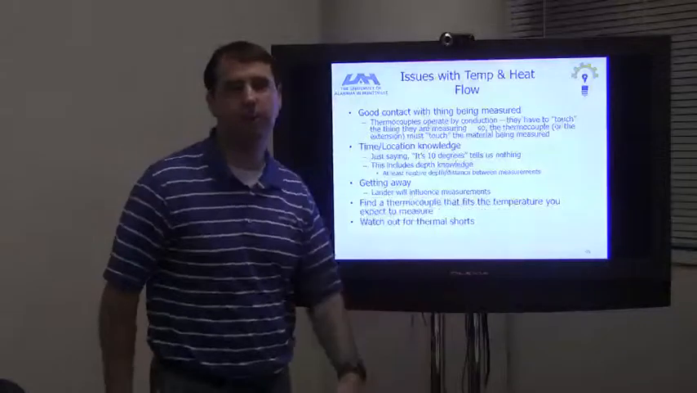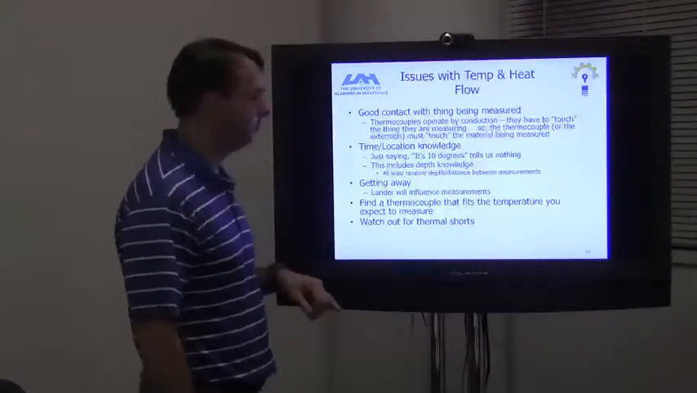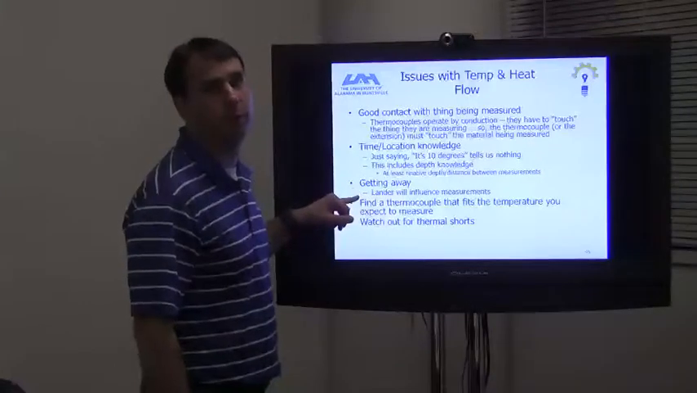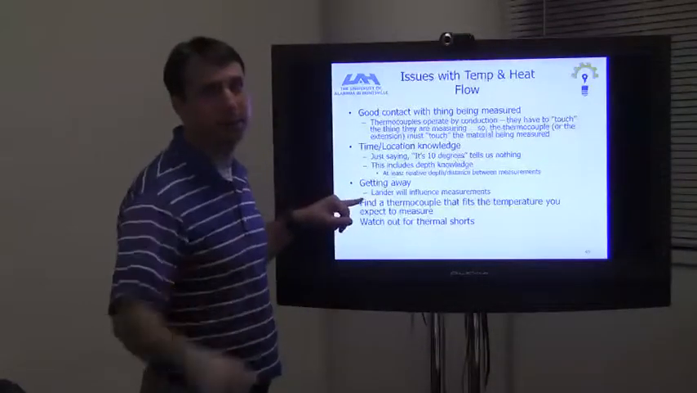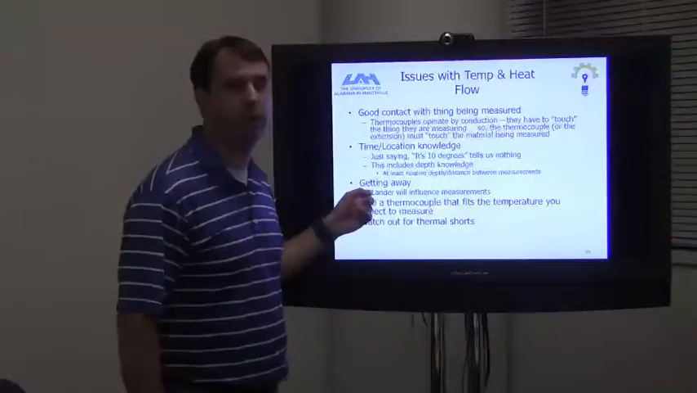The lander will influence measurements. The lander and the balloon will also influence measurements, and the orbiter will influence measurements. So you want to get away from the different elements. We're going to make you get away anyway, but you want to be far enough away that these won't influence the temperature measurements.